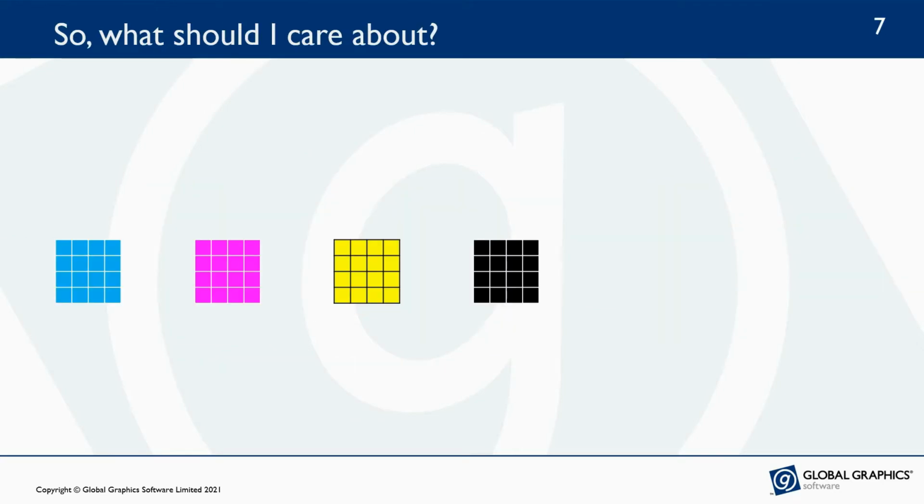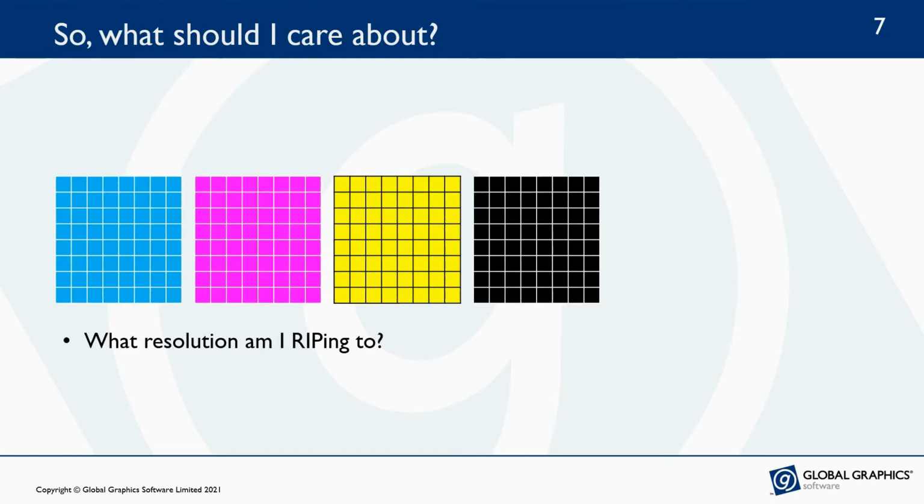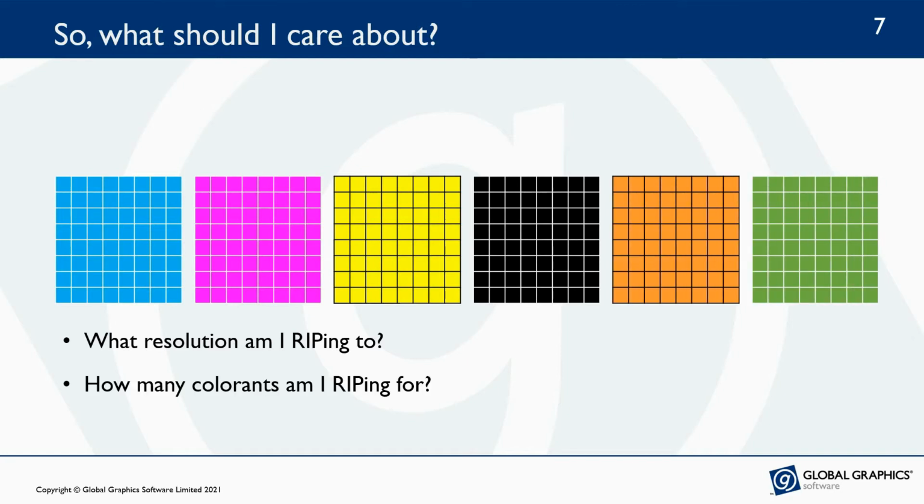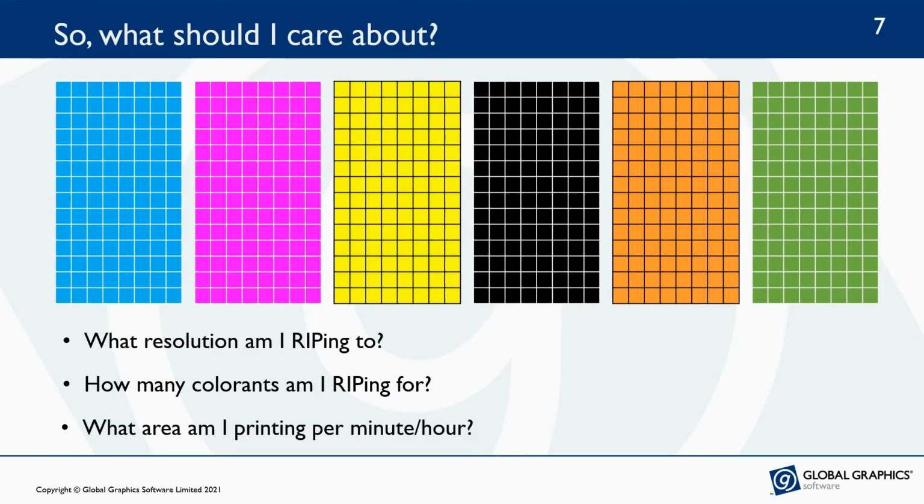Exactly how you calculate data rate tends to vary between sheet and roll-fed presses, and some marketing may be a bit short on details for product comparisons. But the basis is always, what resolution am I ripping to in both dimensions? Because we're essentially counting pixels here, and a higher resolution means more pixels. How many colorants am I ripping to? That's usually the same as the number of inks that are available on the press. More colorants means more raster data to be delivered. And what area of output am I printing per minute or per hour, including both sides for duplex printing? Again, a faster print speed increases the number of pixels to be delivered.